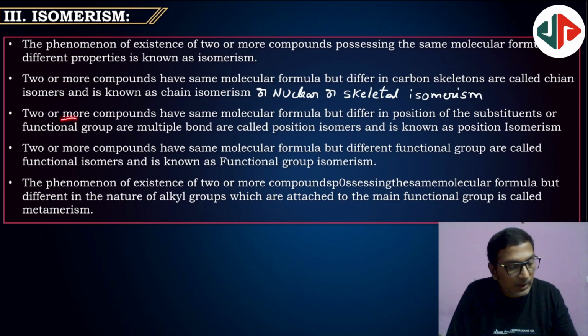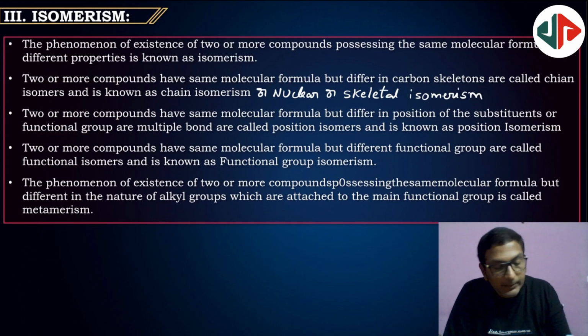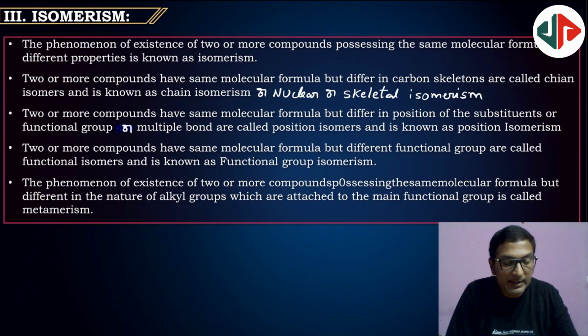Next, two or more compounds having the same molecular formula but differing in position of substituent or functional group or multiple bonds are known as positional isomers, and the phenomenon is positional isomerism. So two or more compounds having the same molecular formula but differing in nature of functional group are functional isomers, and the phenomenon is functional group isomerism.